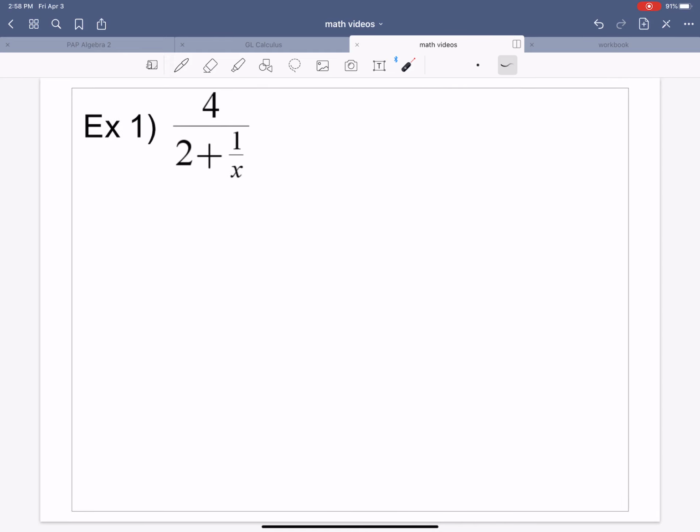Just so you know, when we get started, we're going to have 5 problems that we work through today. 5 problems that get, in my opinion, progressively more challenging as we go. So starting easy, working our way up. So here we go, complex fraction.